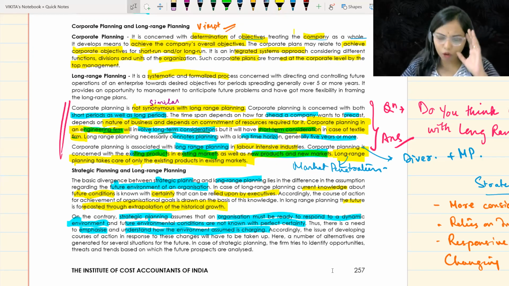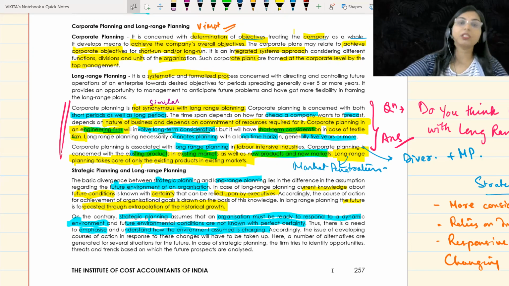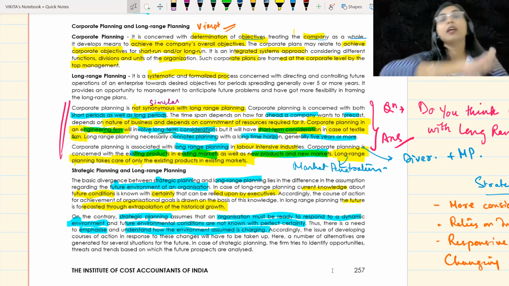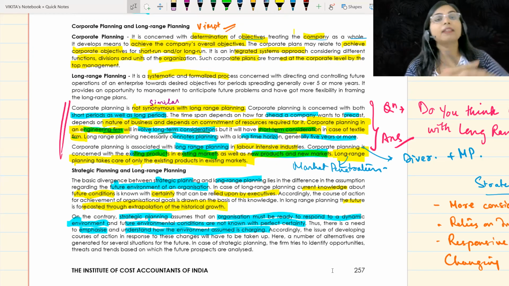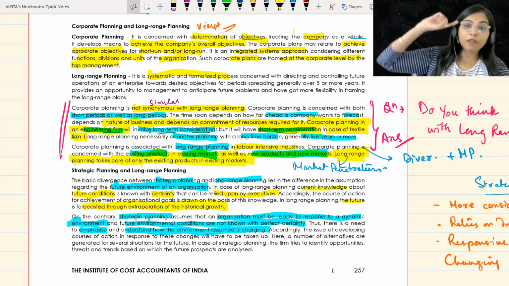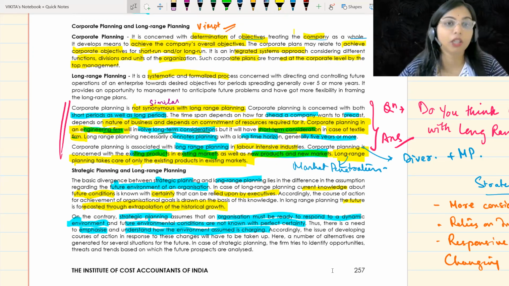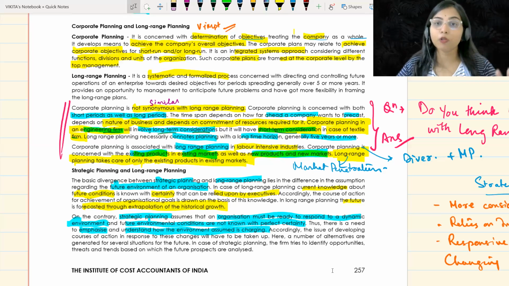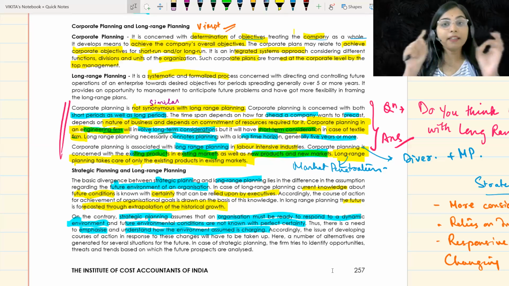Corporate planning is purely the corporate way of planning, done through the determination of objectives, and it is for the overall company's development. Corporate plans may relate to achieving the corporate objectives for the short run and long run, both ways. But long range planning is purely future oriented, future anticipated. It is always about the future, not related to the short run. Understand the difference? Corporate planning is an integrated system approach where it considers the functions, divisions and units of an organization or company. Hence, it is called an integrated system approach.